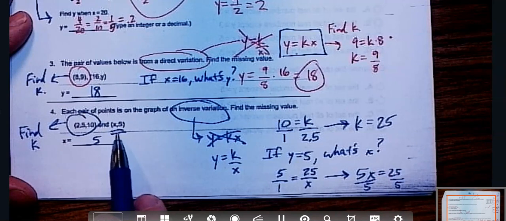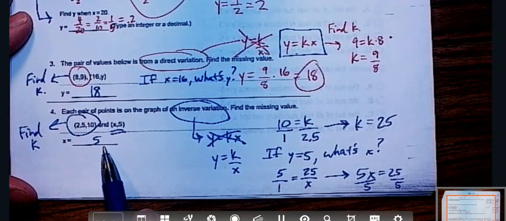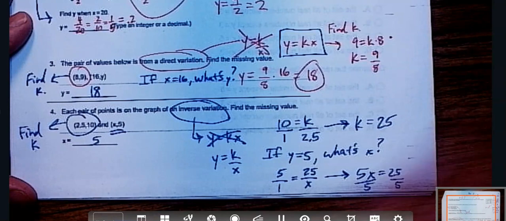Now they give me new information. If I've got a y value of 5, what's x? So I wrote that down. If you've got a y value of 5, what's x? So we put in a y value of 5, put in our 25 over x, and cross-multiply to get 5. Okay? So that's what they were looking for. Okay, so that's page 1.